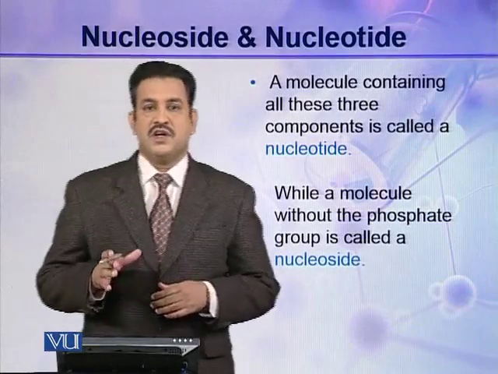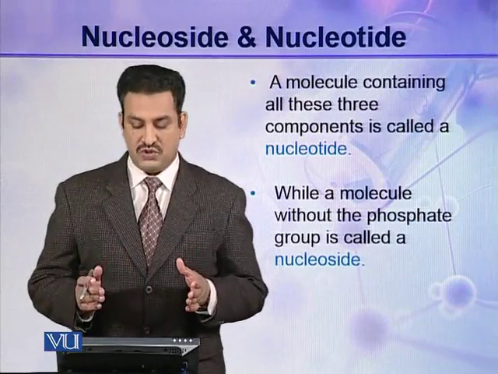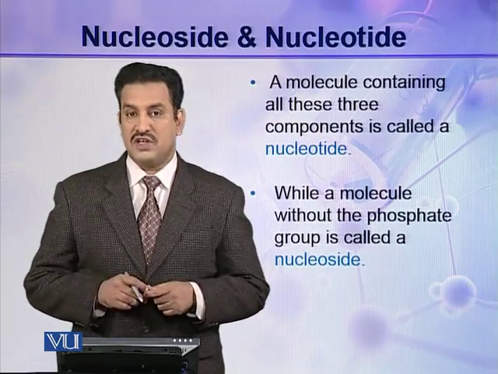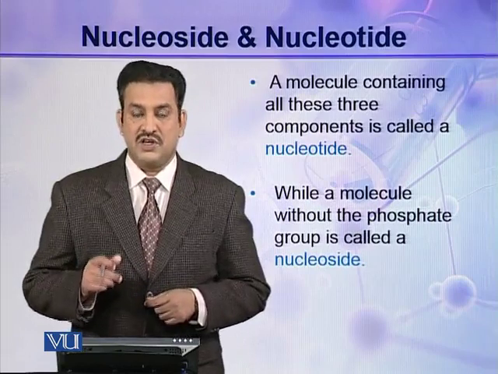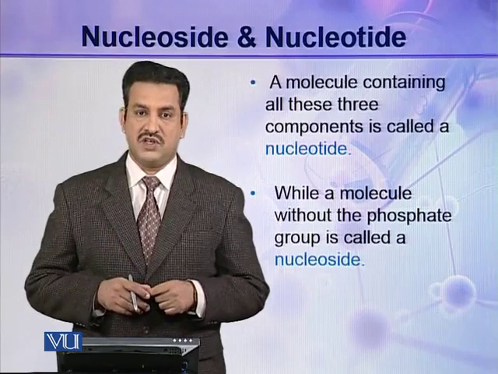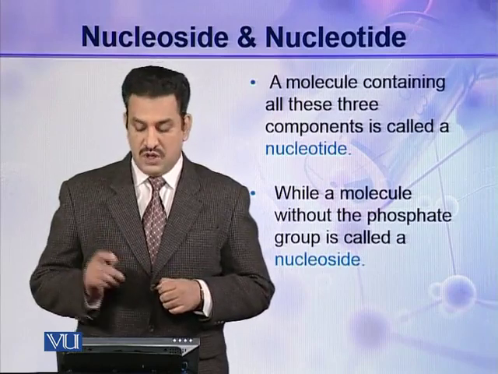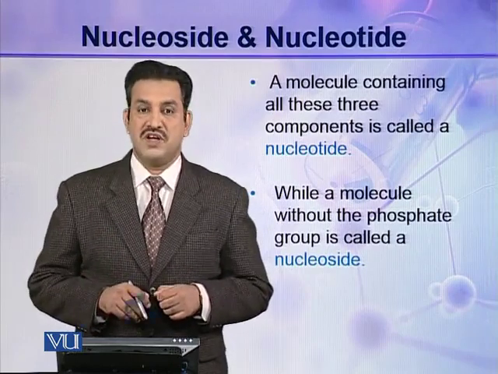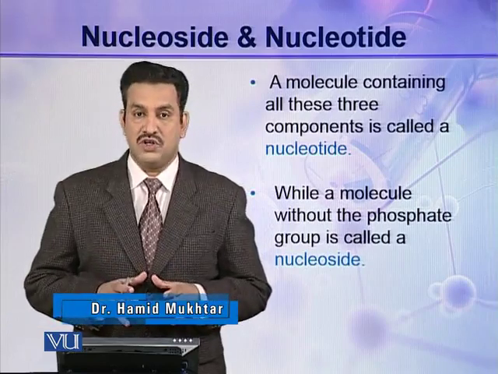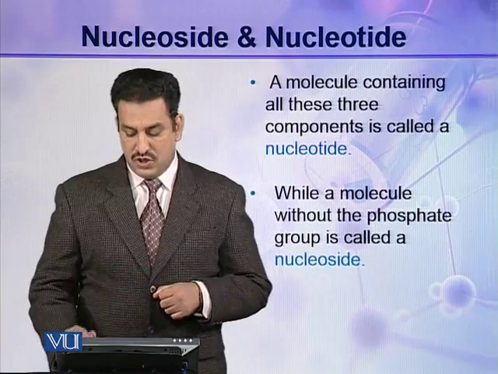Dear students, in this module, I am going to introduce to you two new types of molecules, and these are nucleosides and nucleotides. So, a molecule containing all these three components, that is a pentose sugar, a nitrogenous base, and a phosphoric acid, is termed as a nucleotide, while a molecule without a phosphate group is termed as a nucleoside. Or in other words, you can say a nucleotide molecule with its phosphate group removed is called a nucleoside.